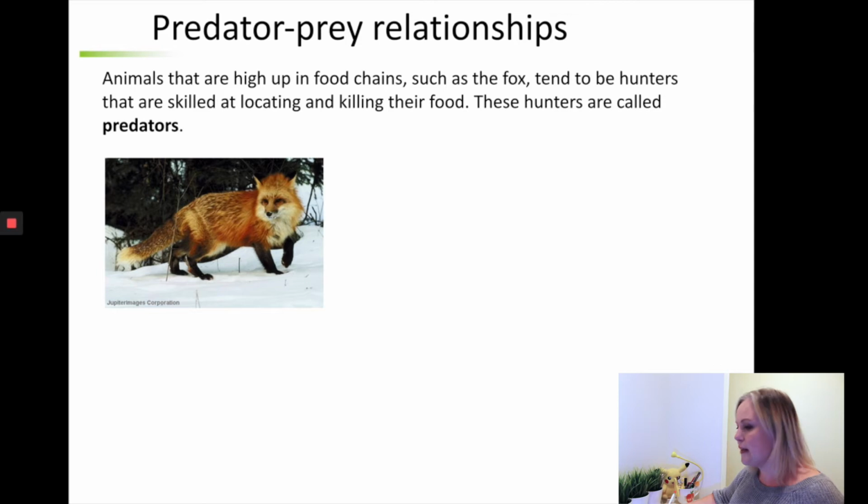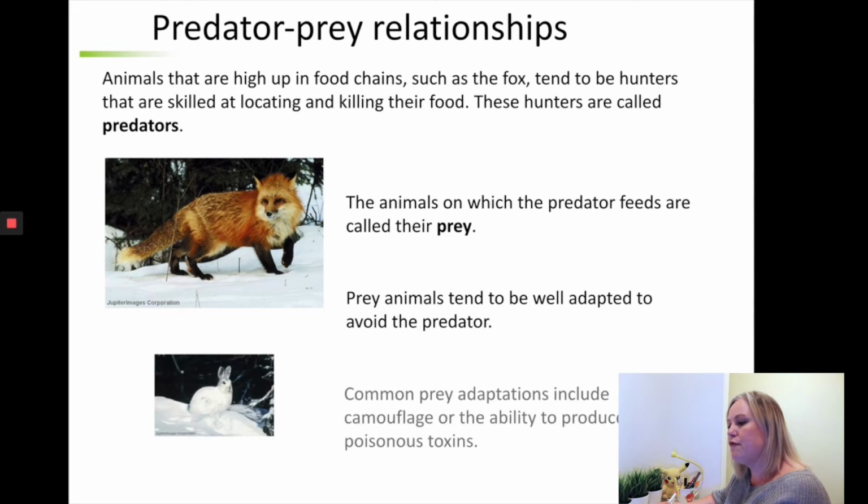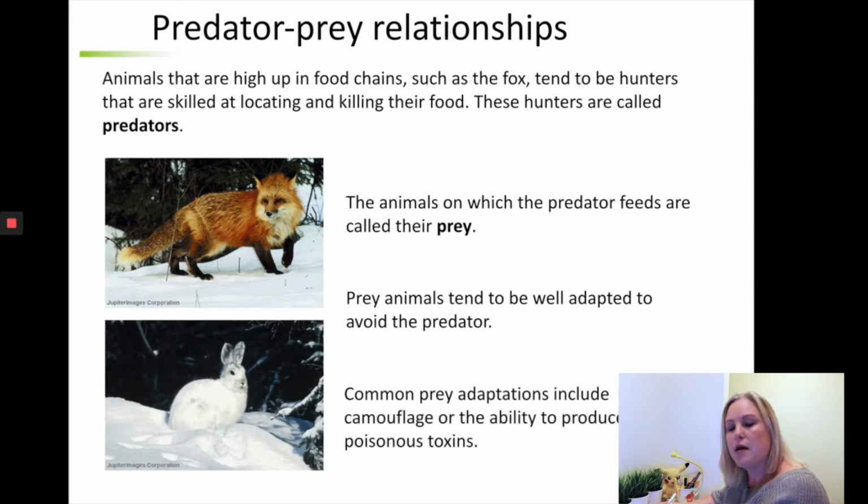Okay, so what we're going to be looking at a lot more today is predator and prey relationships. So I'm going to talk a bit about foxes and rabbits. So a predator eats a prey, okay? So foxes hunt rabbits, okay? So the foxes are the predator, the rabbits are the prey. They're what they feed on, okay?